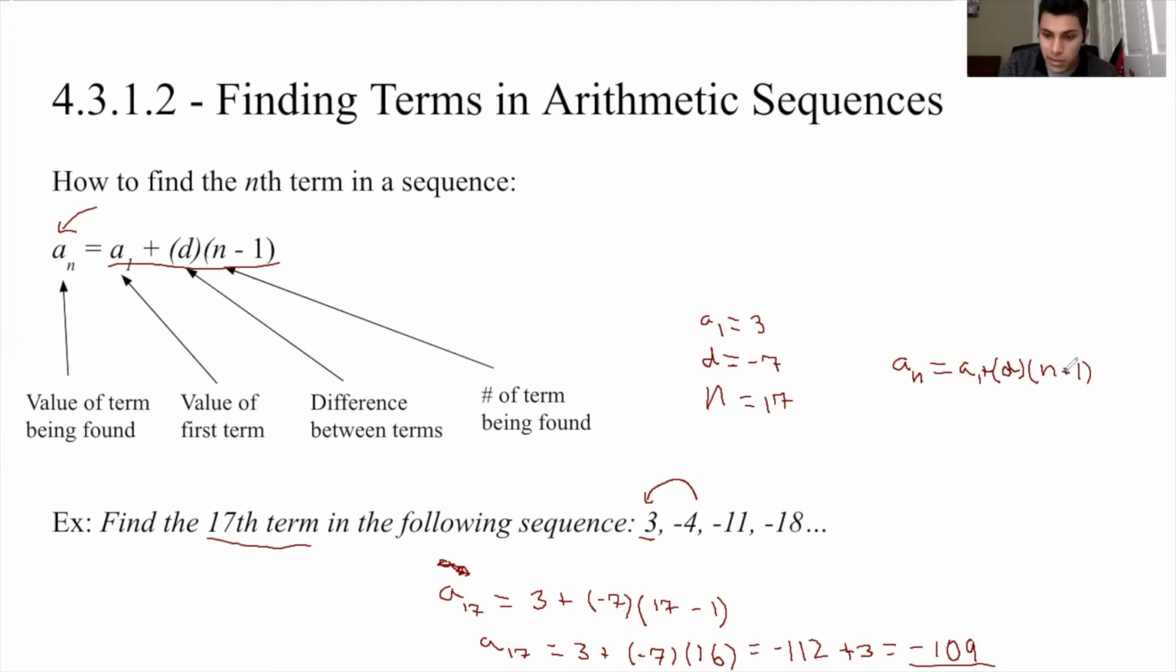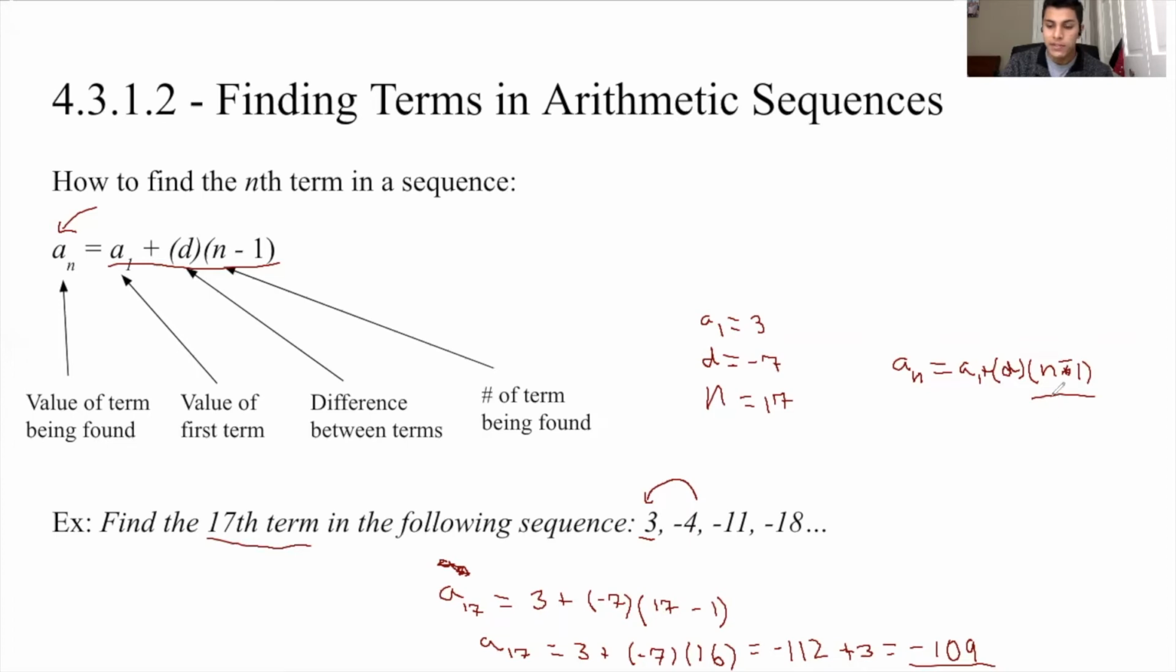Oops, and I realized I made a mistake here. This is supposed to be n minus 1. So you see the pattern here, where the amount of times that you need to use that difference is going to be 1 less than the amount of terms you're trying to find. So if you try to find the 17th term, you need to subtract 7 16 times. So that's where this n minus 1 in this equation comes from. N minus 1 represents the amount of times you need to subtract or add that difference to the original number.